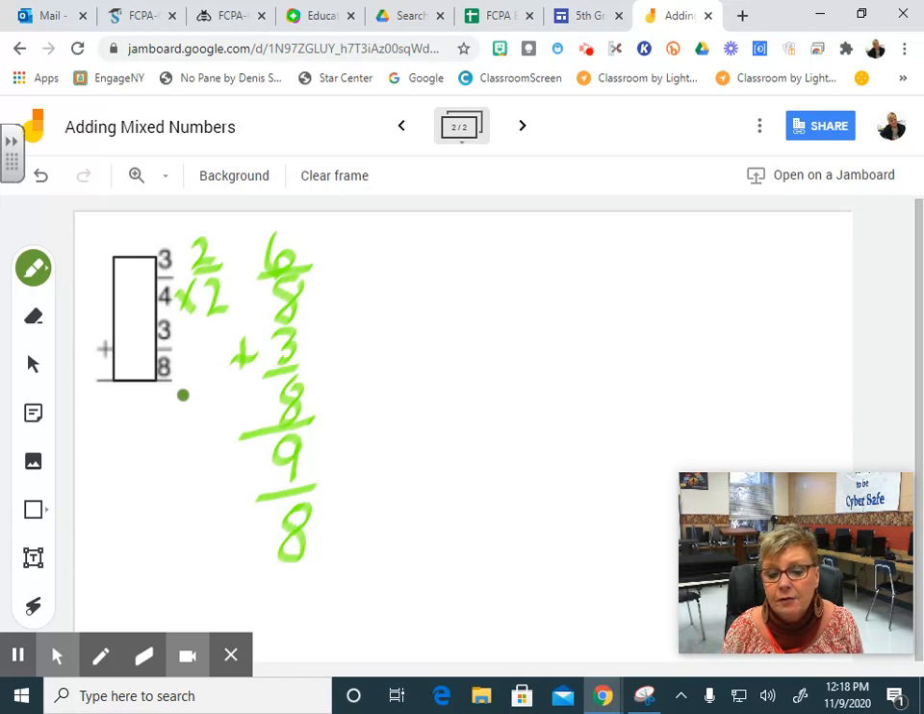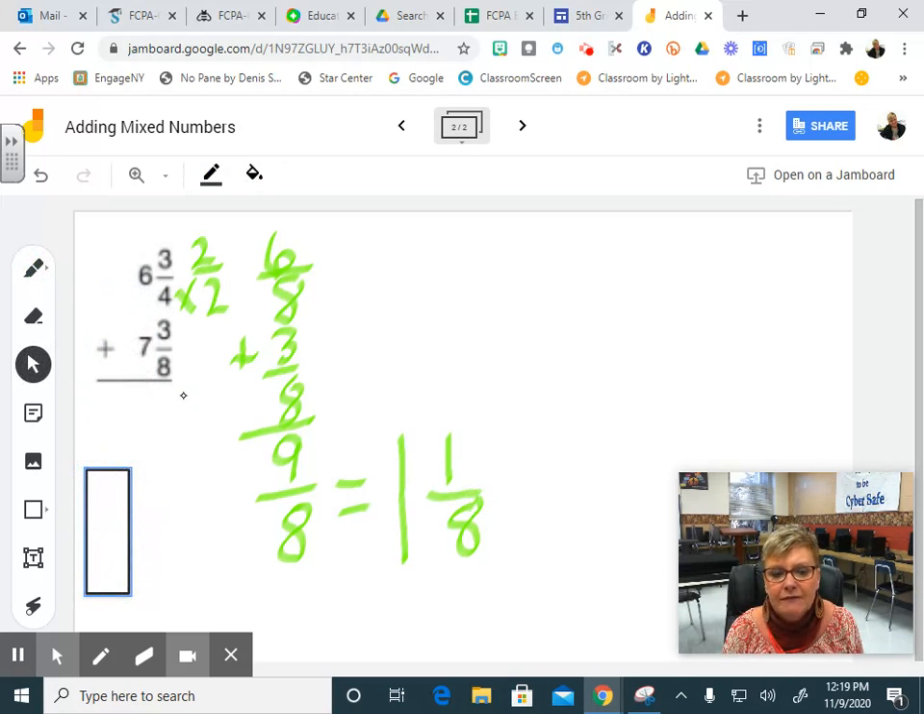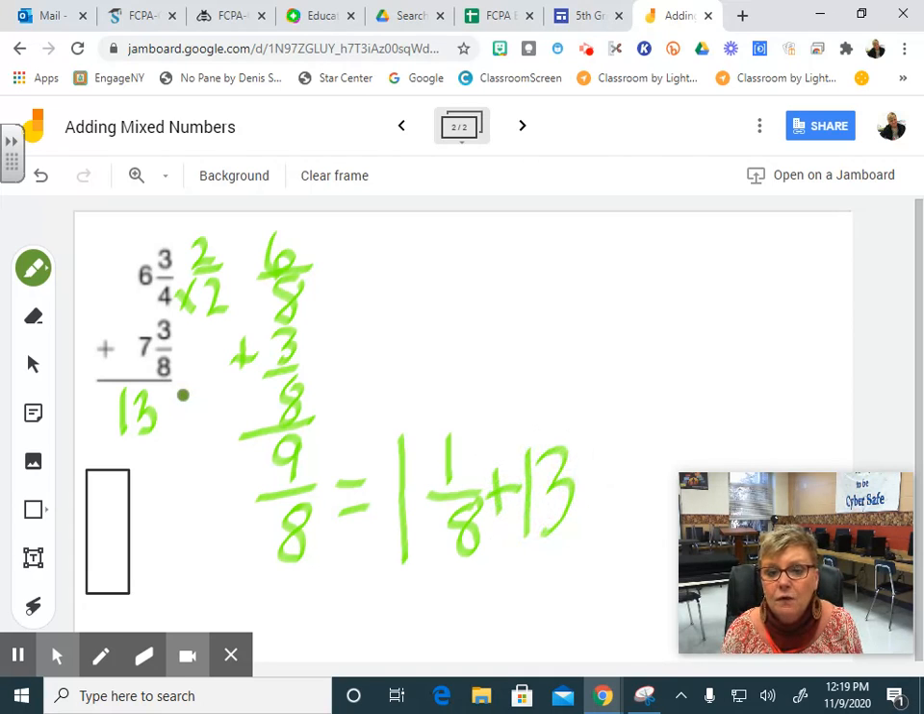Now 9/8 is an improper fraction. So how many times will 8 go into 9? 1 whole time with 1 left over, 1 and 1/8. But I'm not finished because I have to go back and get my whole numbers now. 6 plus 7. 6 plus 7 is 13. So I'm going to add that 13 to what I had originally. 13 plus 1 is 14. So my final answer is 14 and 1/8.